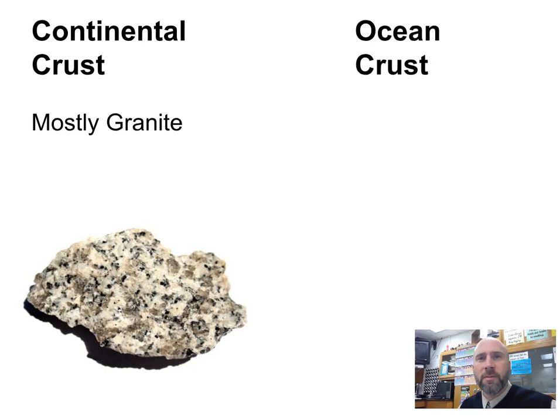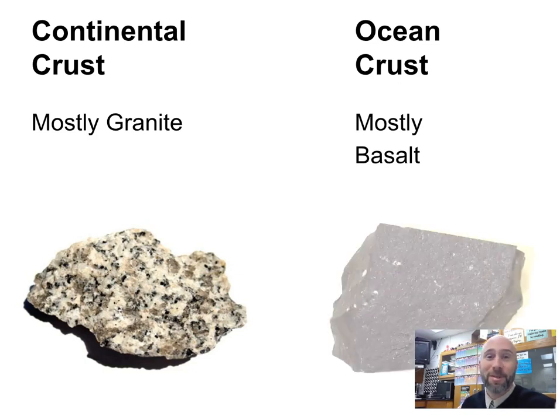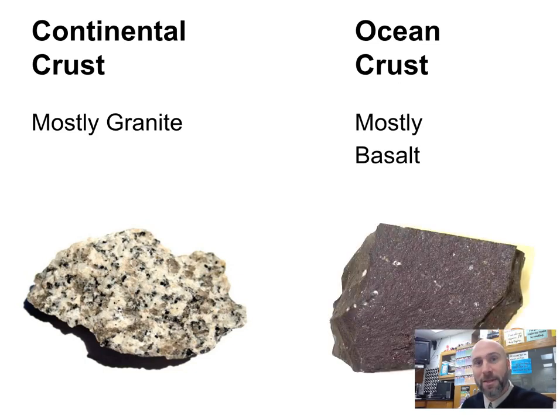Now, on the other end of the spectrum is the ocean crust. The ocean crust we find is mostly basalt. Now, basalt, again, look at this. Is this guy mafic or is he felsic? Yes, he's mafic, right? Lots of dark minerals in there.